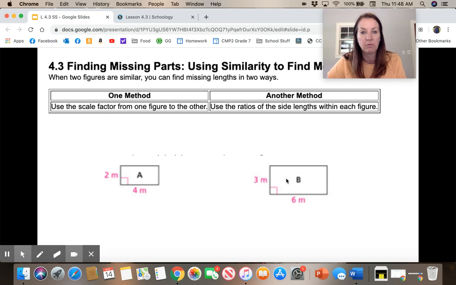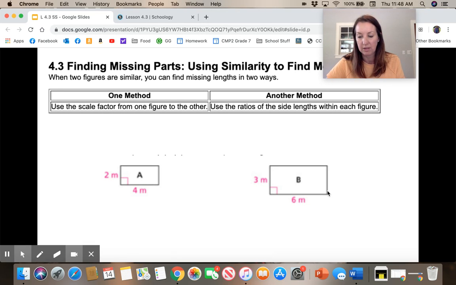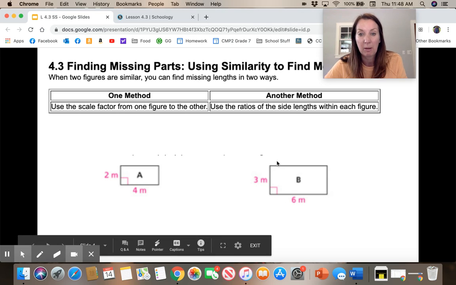So I put down two rectangles here, and we could find missing lengths by using the scale factor by doing 2 times what makes 3, which is the same as 4 times what makes 6. So the scale factor here is 1.5, I believe. Or you could find the ratio 2 to 4 is the same as 3 to 6. Yes, it was 1.5. I had to double check my math.